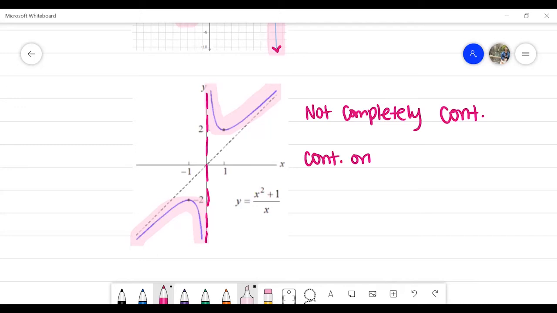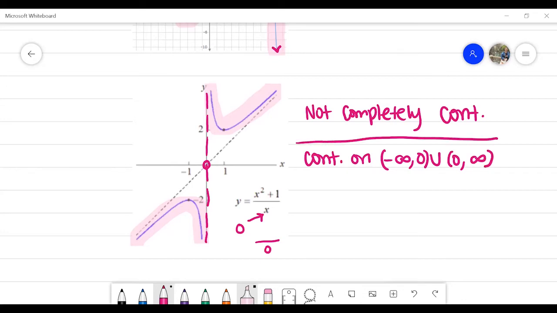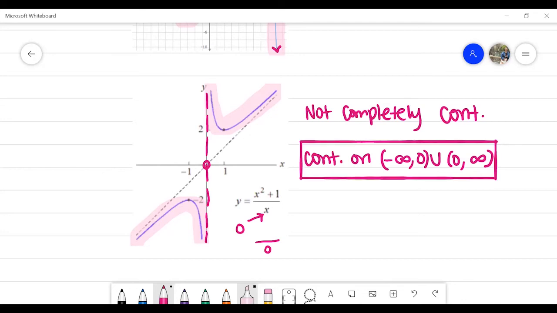We're undefined when x is equal to 0, because then we would have a 0 in our denominator, right, which is undefined. So we're continuous everywhere except this x value right here. So it'd be from negative infinity to 0, union 0 to infinity. And this would be a sufficient answer to that question, right? It's just kind of saying where it is continuous, as opposed to this top part where you're just saying, no, it's not continuous.